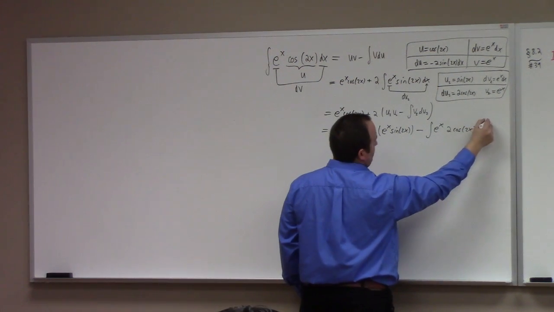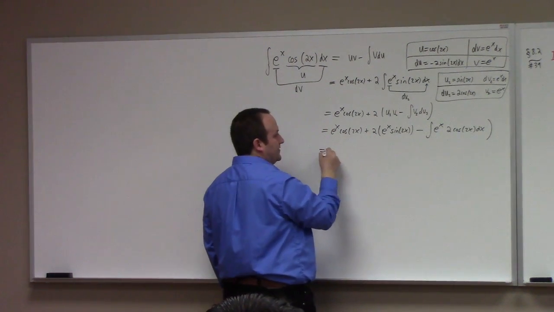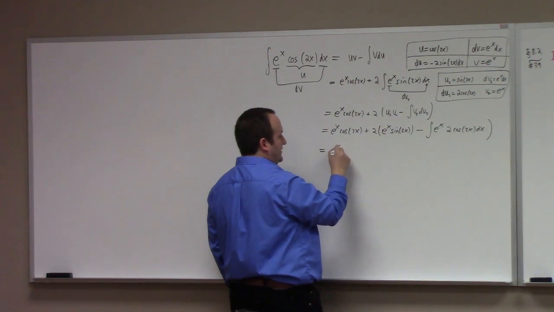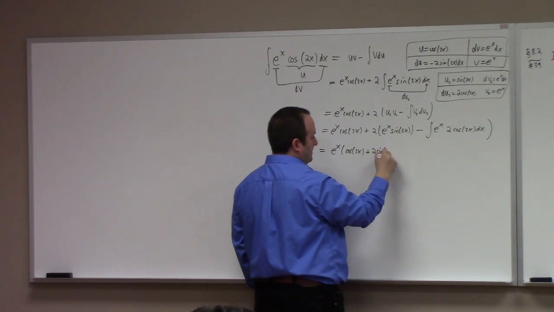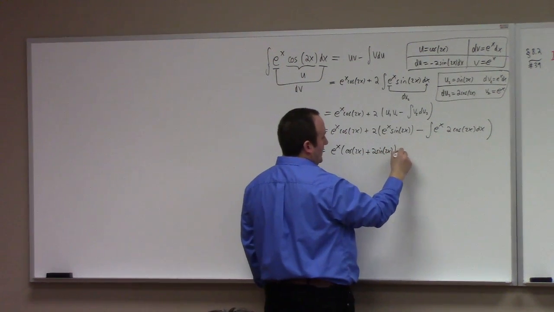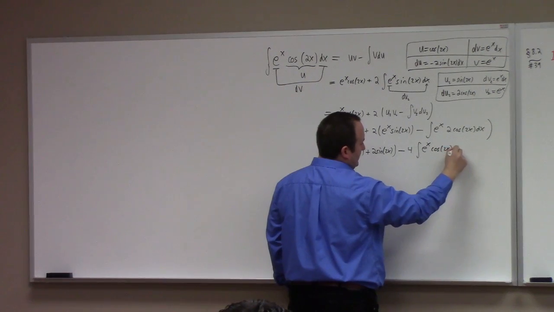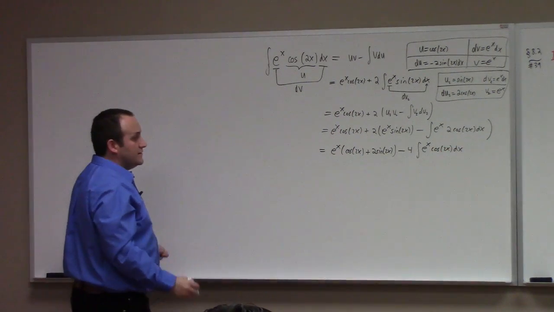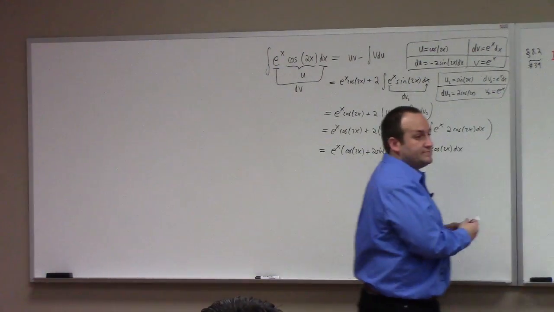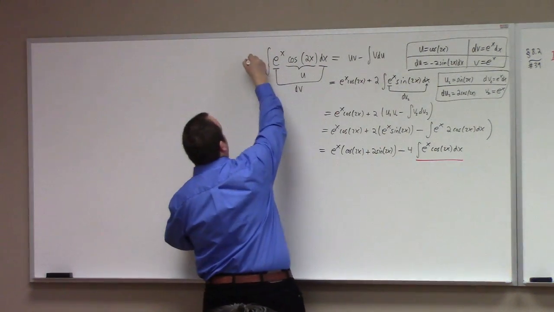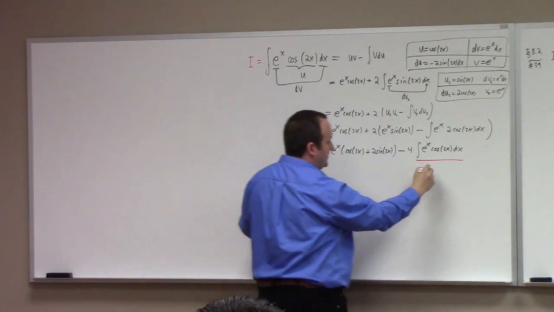Now the other place that there's a really good opportunity to make mistakes here is not distributing the 2 over to here, and not being careful with the minus. But what I have then is e to the x times cosine of 2x plus 2 sine 2x minus 4 times the integral of e to the x times cosine of 2x dx. At this point, I can stop because you see what I have. I've come back to where I started, right? This is the same as this, except there's a minus 4, right? So we can solve for this.